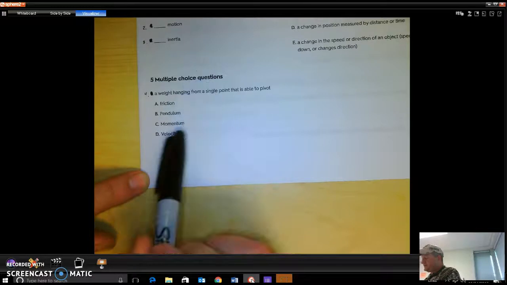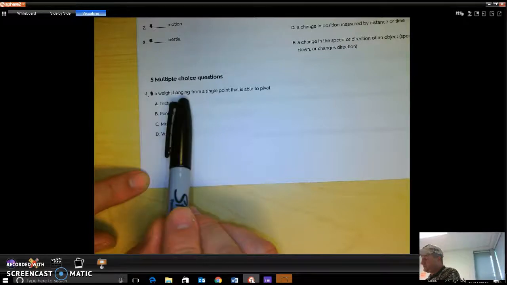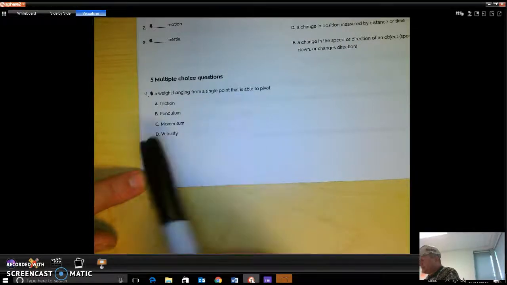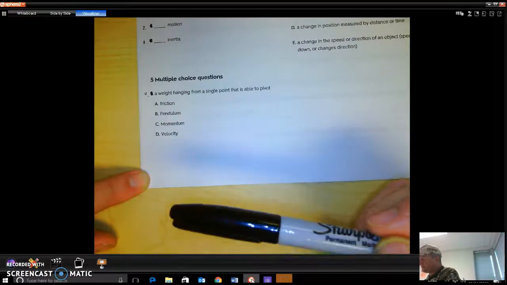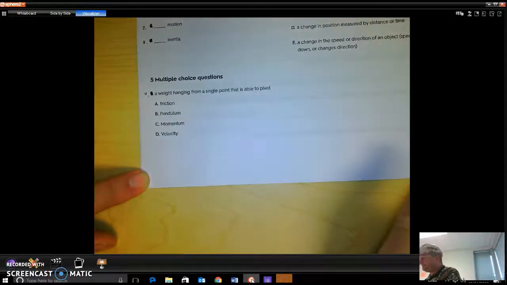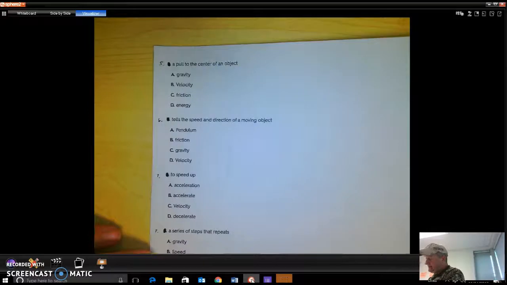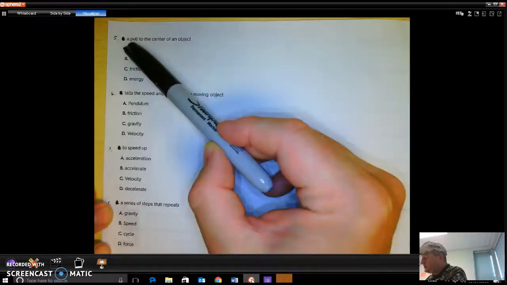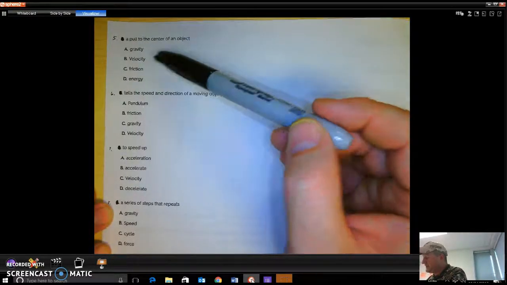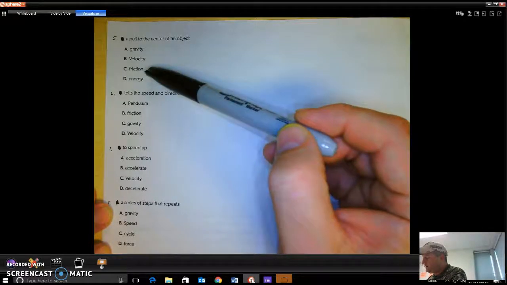Now the multiple choice. Simply circle the letter that goes along with the definition. A weight hanging from a single point that's able to pivot. Is that friction, pendulum, momentum, velocity? If I'm moving too fast, just pause it. And then turn your attention to the back. The last page. You're almost done. All right. At the top. A pull to the center of an object. Do you believe it's A, gravity, B, velocity, C, friction, or D, energy?